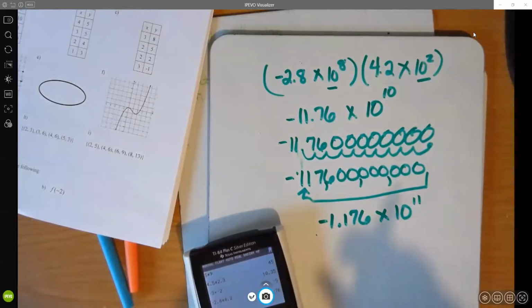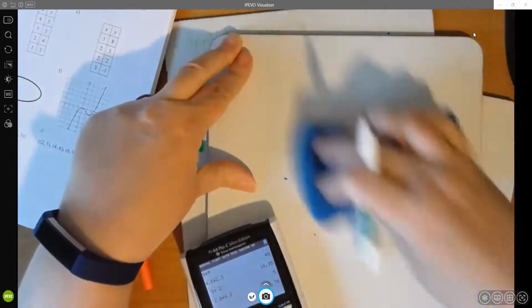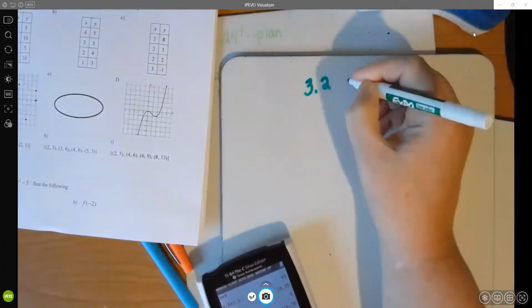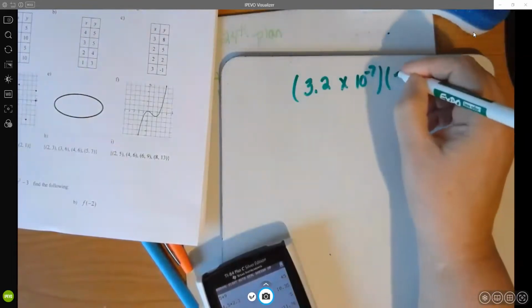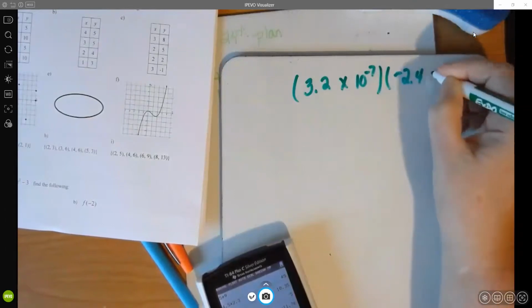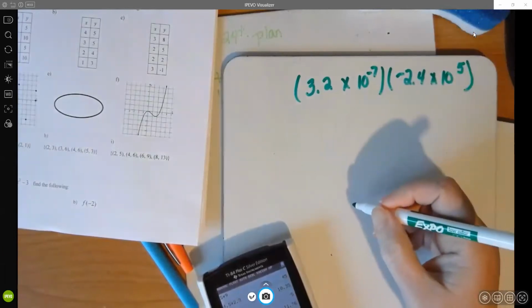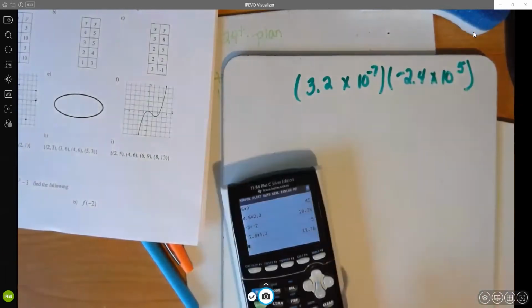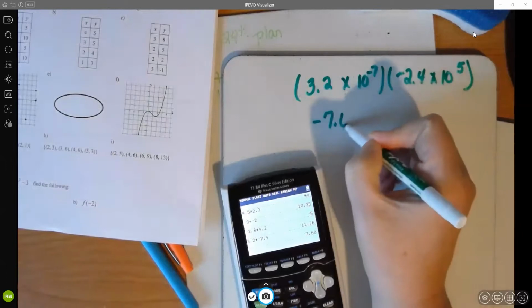I like these problems because they give us plenty of practice for changing back and forth between scientific and standard notation. Okay, next problem. 3.2 times 10 to the negative 7th times negative 2.4 times 10 to the 5th. Take the calculator, multiply the numbers. 3.2 times negative 2.4 gives us negative 7.68.